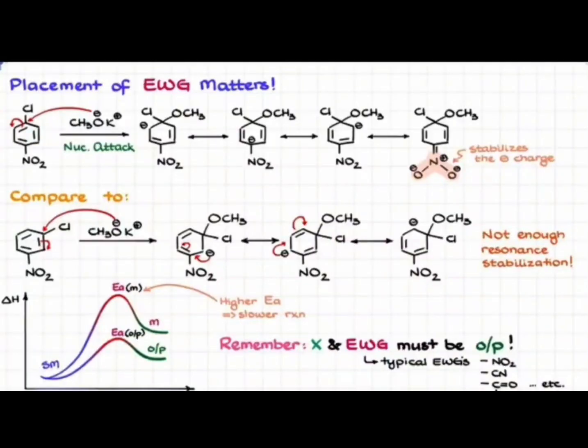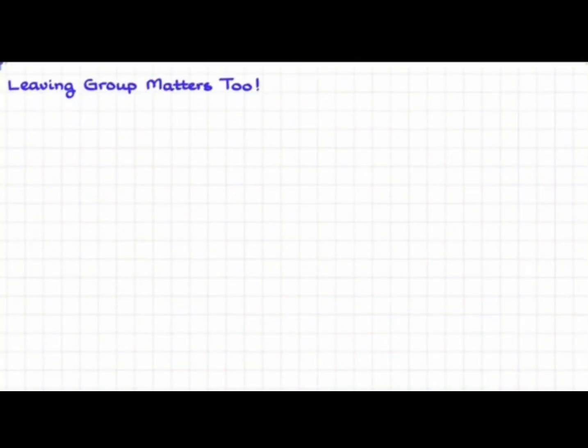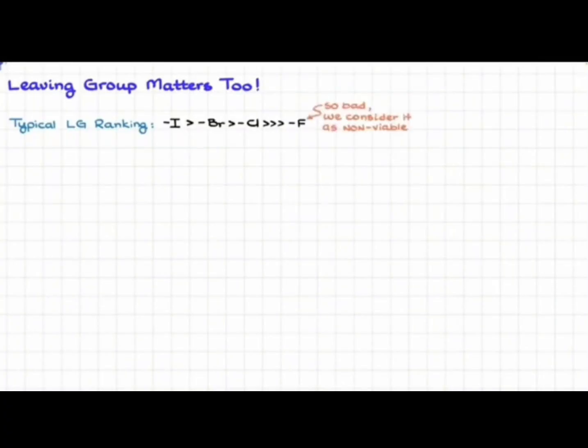Now, in addition to the electron withdrawing group and the proper placement of the electron withdrawing group in the molecule, the nature of our leaving group matters as well. So normally, when we are talking about leaving groups and we are ranking our leaving groups, usually we think that iodine is the best leaving group. Then we have bromine, chlorine, and fluorine is such a horrible leaving group that generally speaking, we say that fluorine is not even a viable leaving group to begin with.